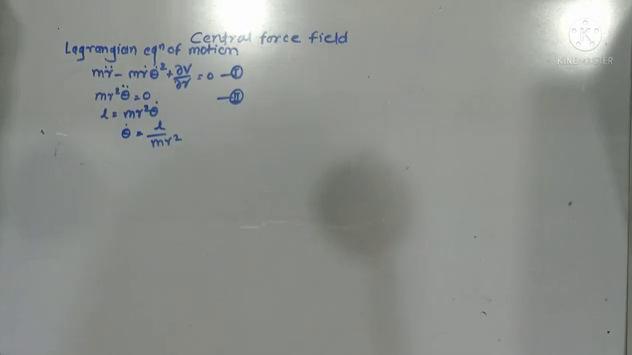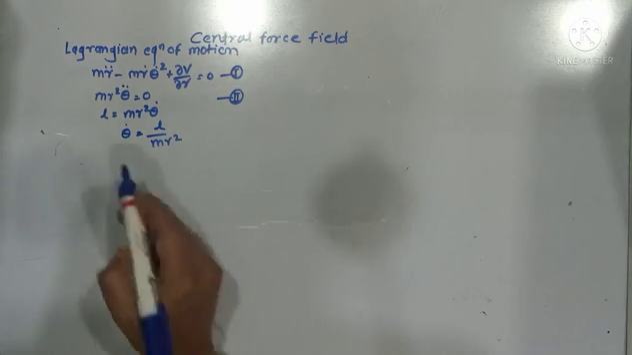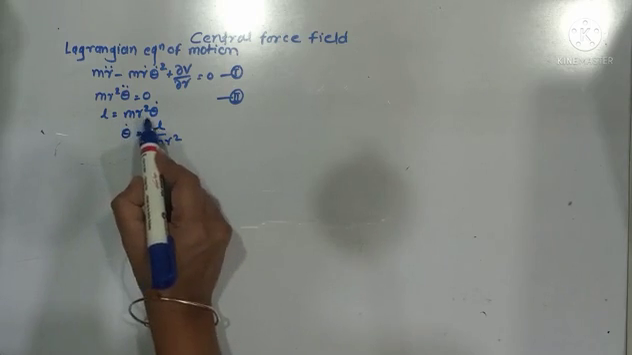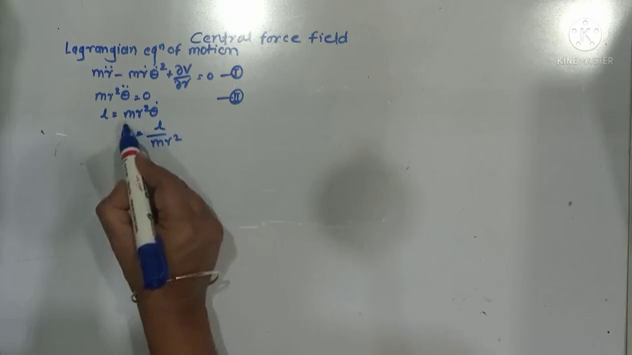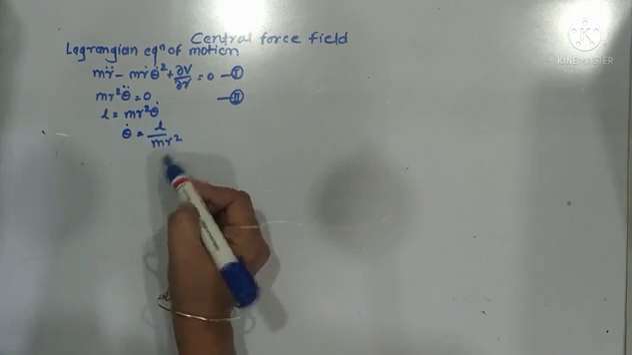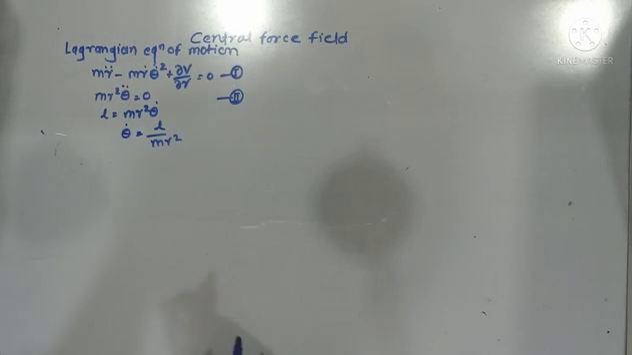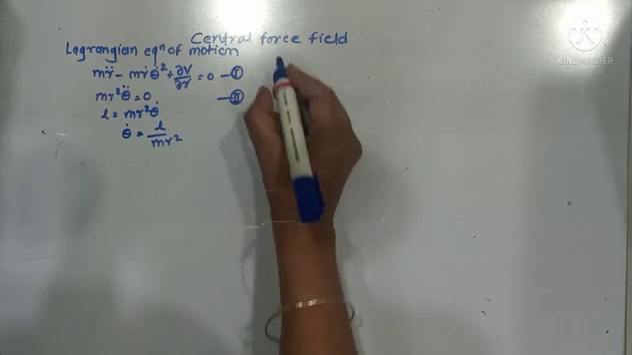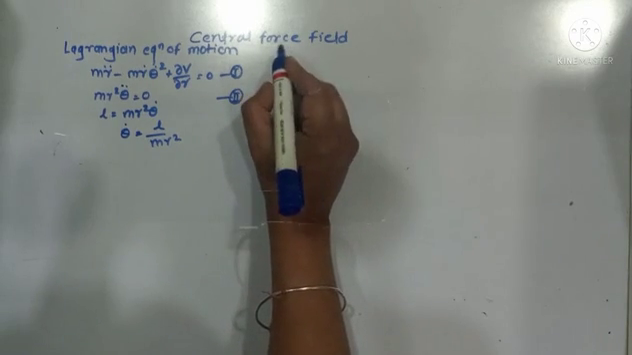So in a previous lecture, we calculated the angular momentum by using the Lagrangian equation of motion in a central force field. What we calculated is L is equal to m r square theta dot, and from this equation I can write that theta dot is equal to L upon m r square.